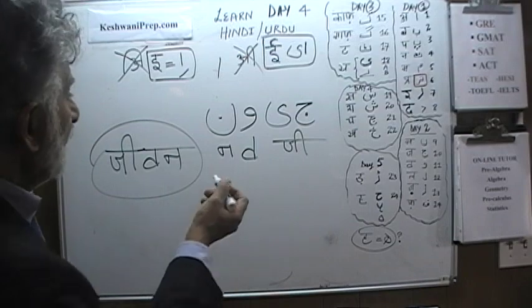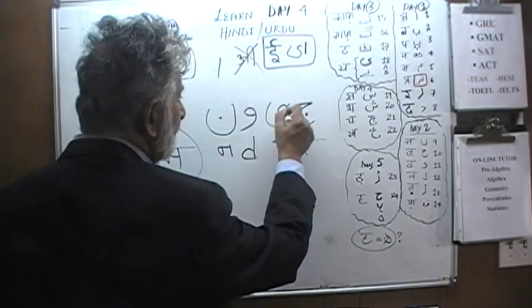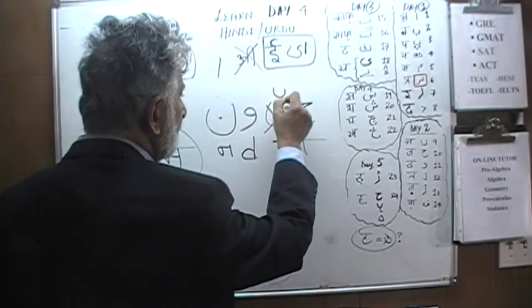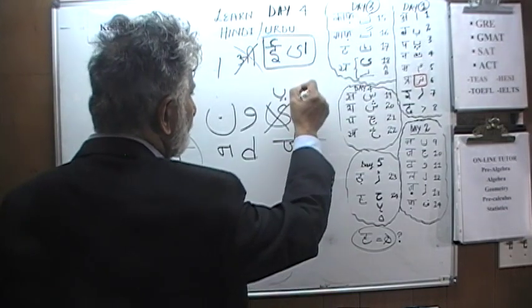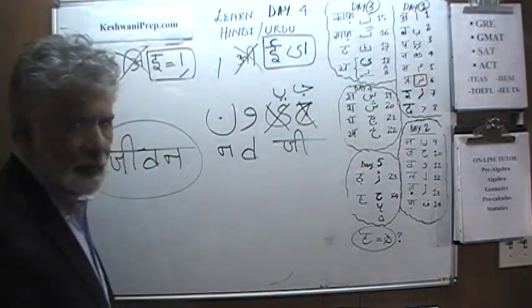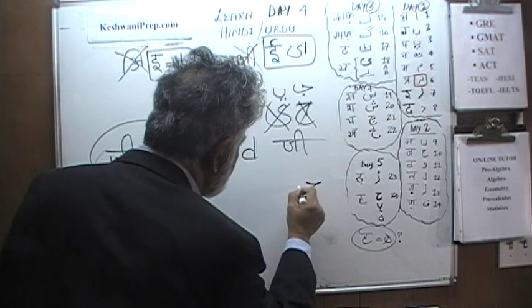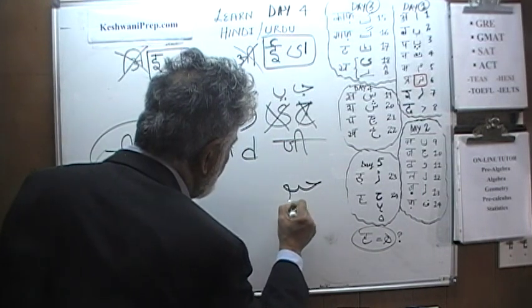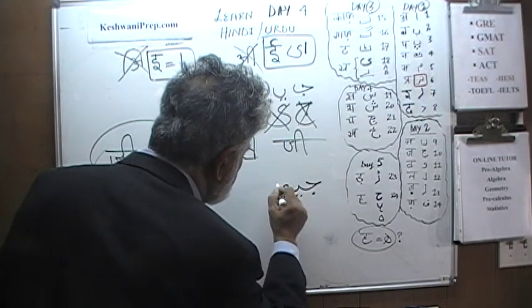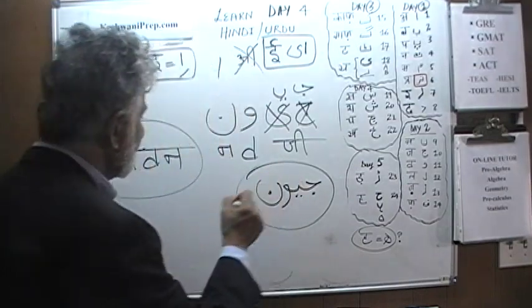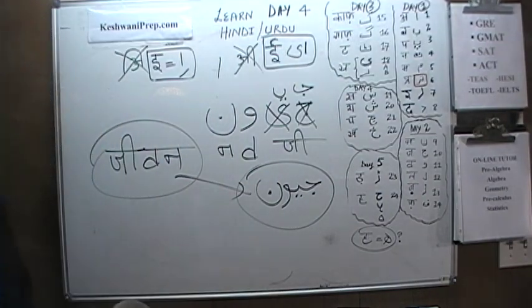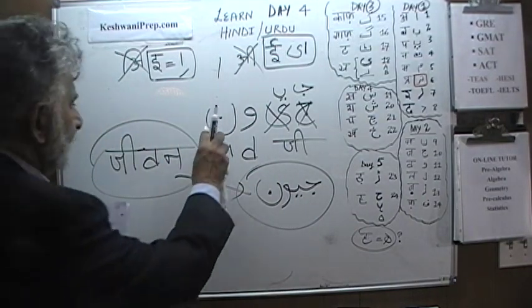But how do we put them together? That's very simple. You take this out and replace it with this, and you take this out and put a short form, which is this. Now we join them. Jim, ye, wow. There we go. This is how it's written. Jeevan. Jeevan.